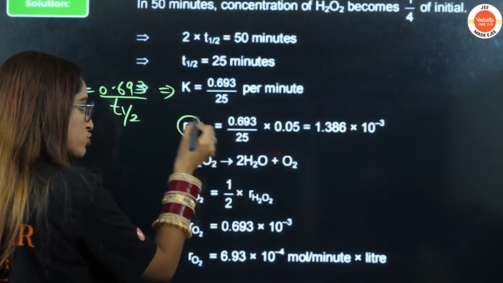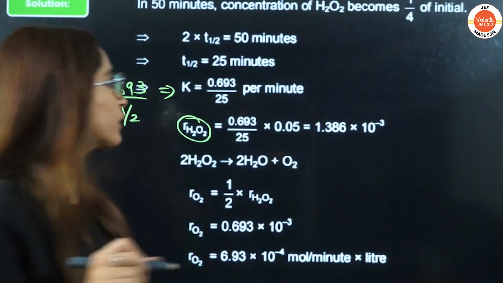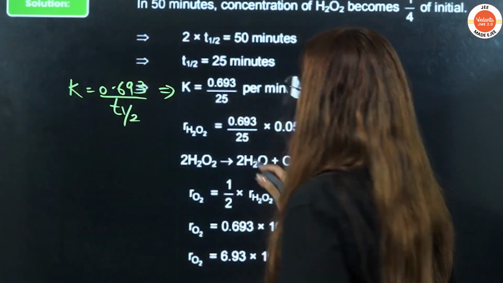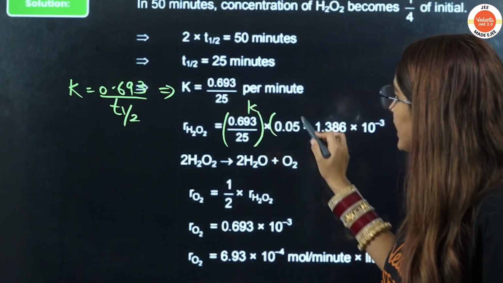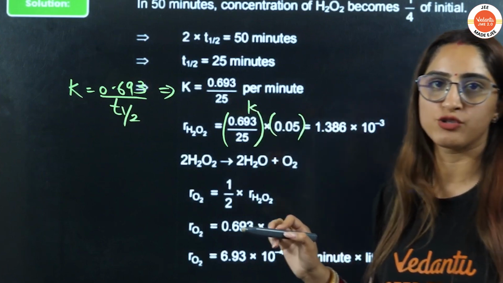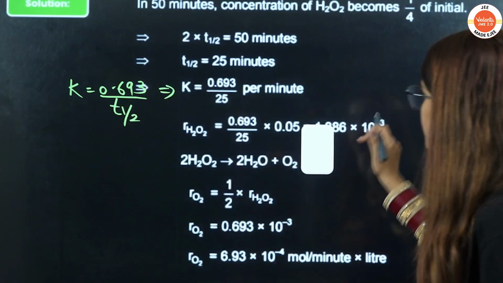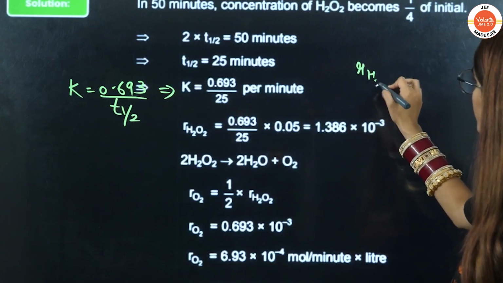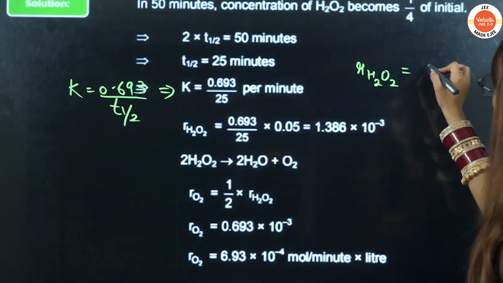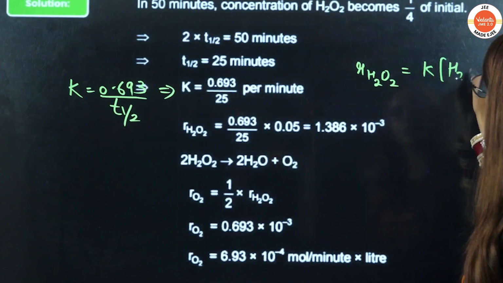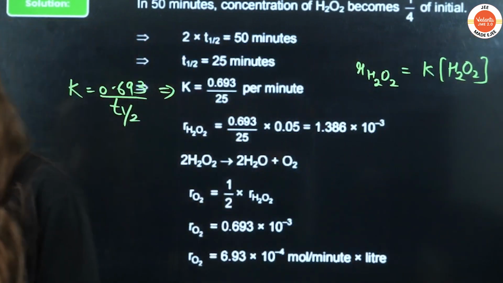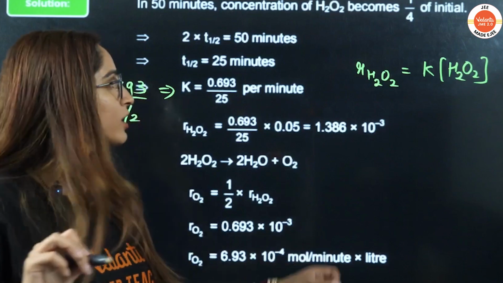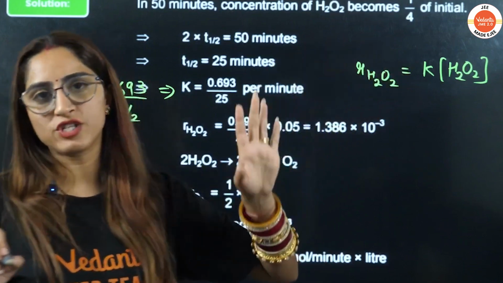To calculate the rate of H2O2, from the rate law expression, we know that rate of H2O2 is equal to K multiplied by the concentration of H2O2. For a first order reaction, rate of H2O2 will be equal to K multiplied by the concentration of H2O2. Understood? Because it is a first order reaction, it will be K into H2O2.